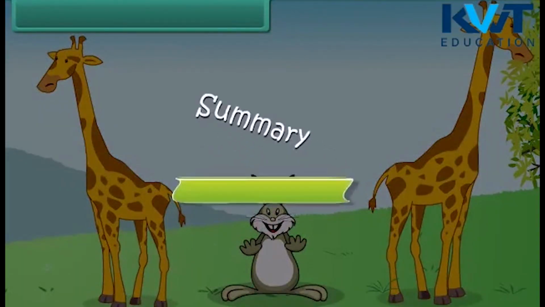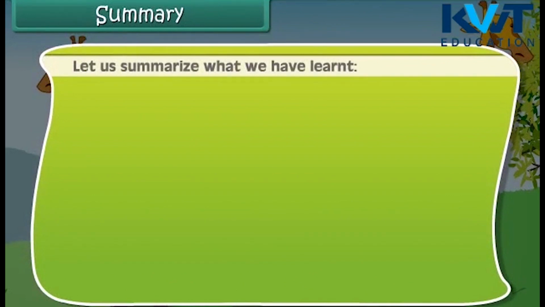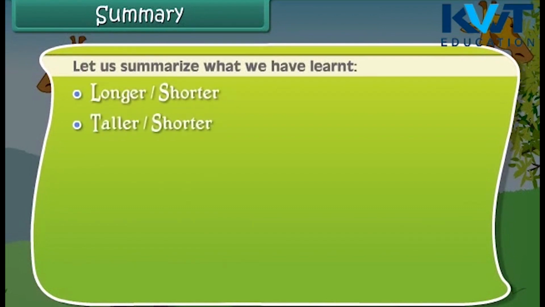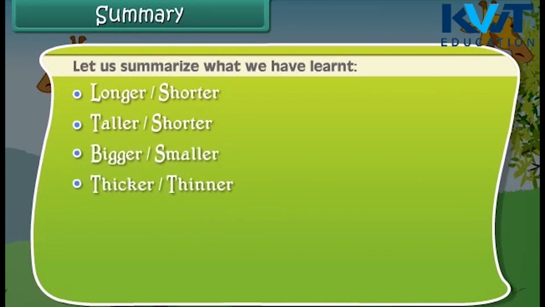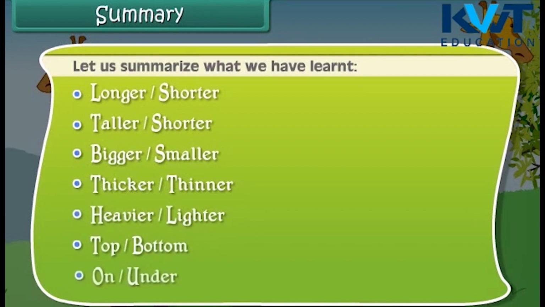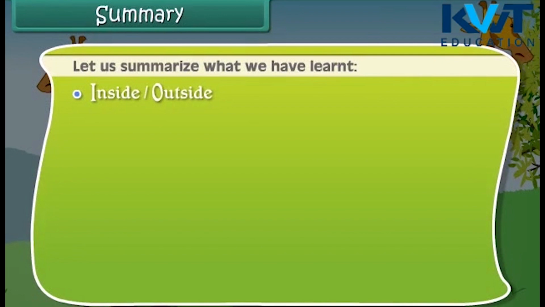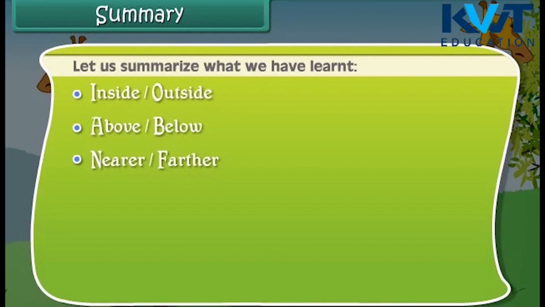Summary. Let us summarize what we have learned. The comparison words are longer, shorter, taller, shorter, bigger, smaller, thicker, thinner, heavier, lighter, top, bottom, on, under, inside, outside, above, below, nearer, farther, before, after, and between.